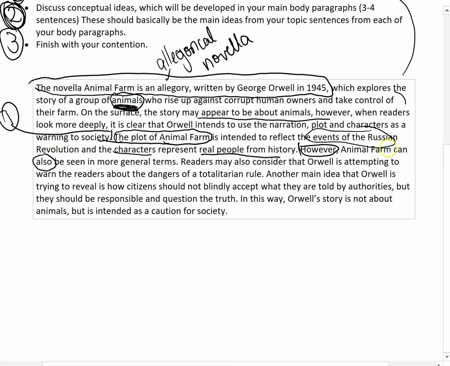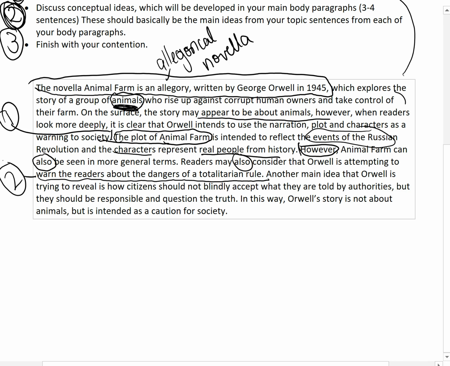Okay, Animal Farm can also be seen in more general terms. Readers may also consider that Orwell is attempting to warn the readers about the dangers of a totalitarian rule. This is my main point number 2.